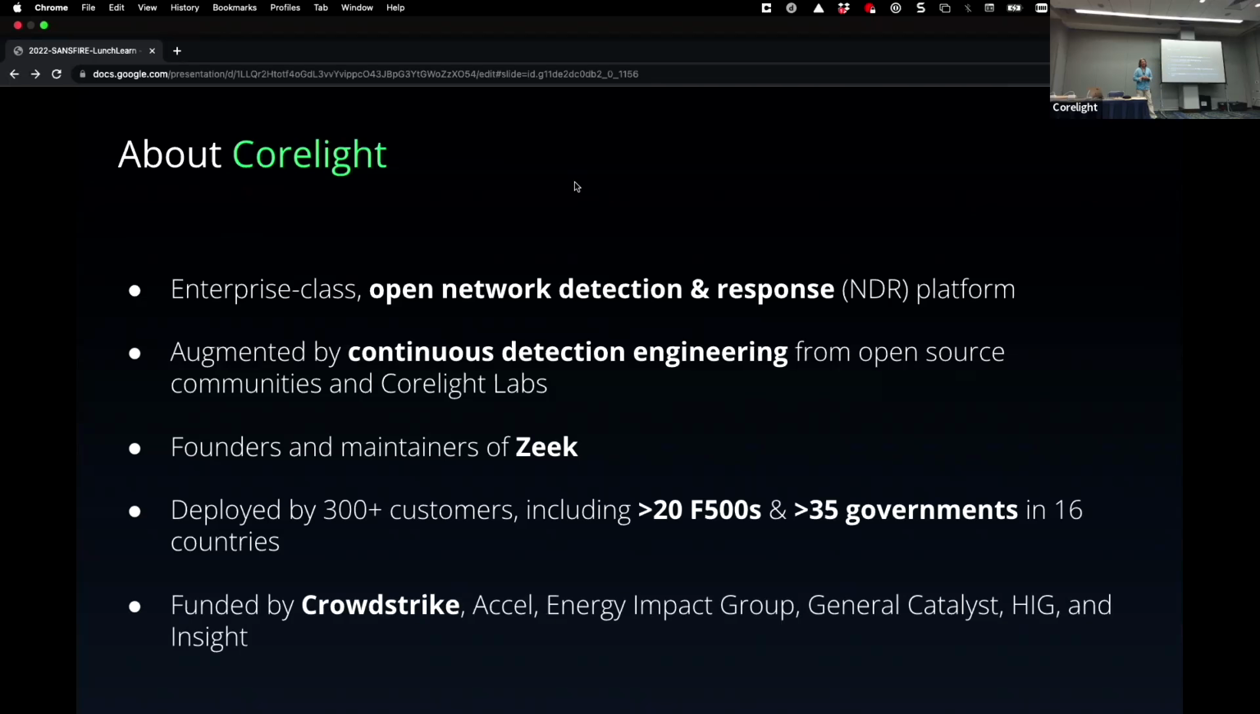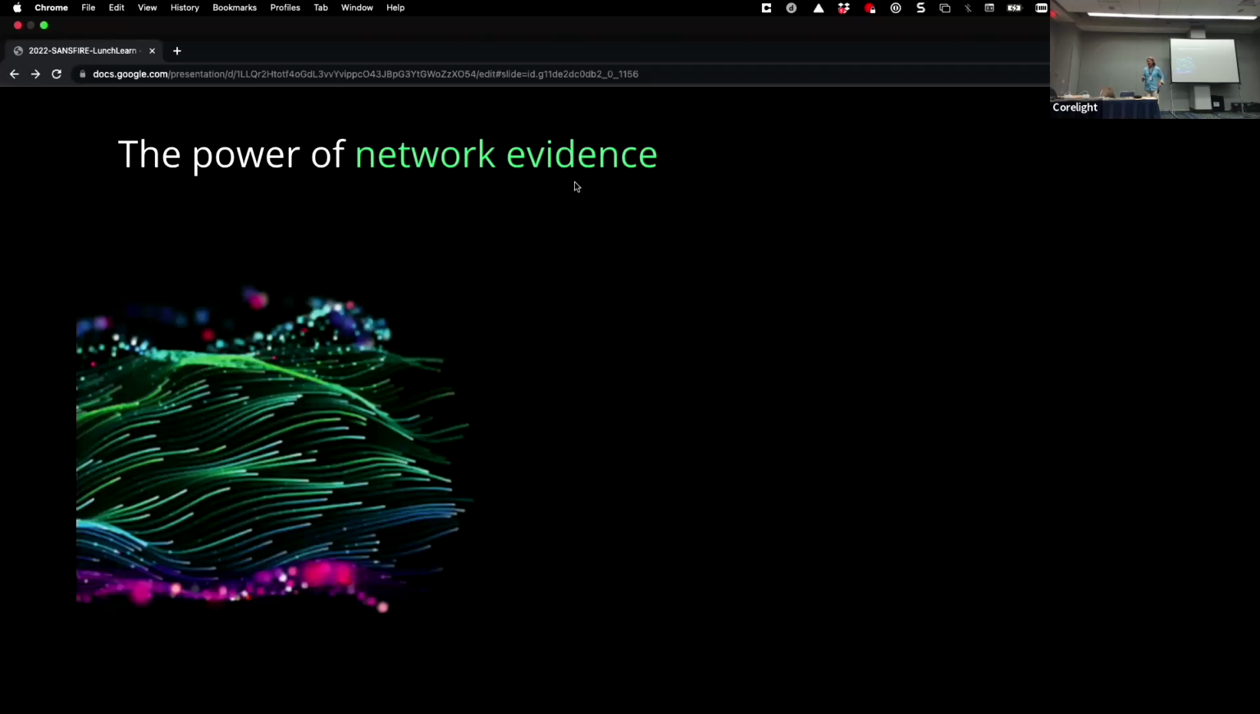CrowdStrike actually has invested in Corelight in our most recent round of funding. They have a Falcon Fund venture capital, and why do we mention that? Because they recognize that Corelight is a leader in the network detect and response category. We are very complementary to their EDR product and their SIEM product, their XDR that they've released. So we're going to talk about what Corelight can do. It all starts with network evidence.